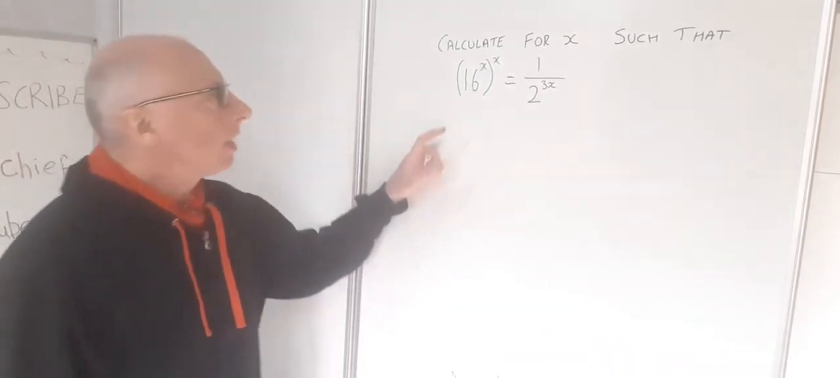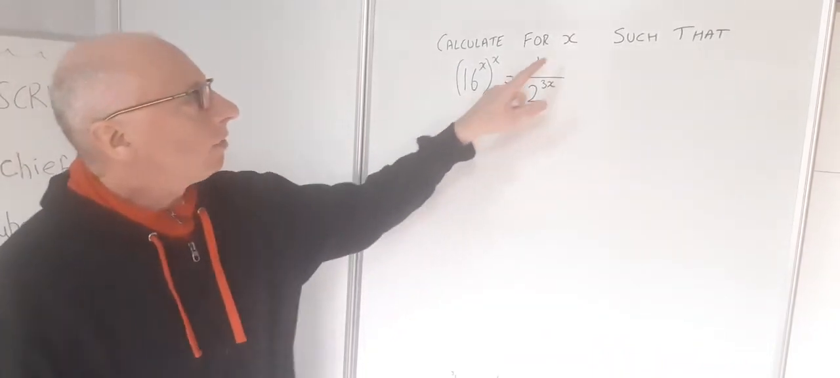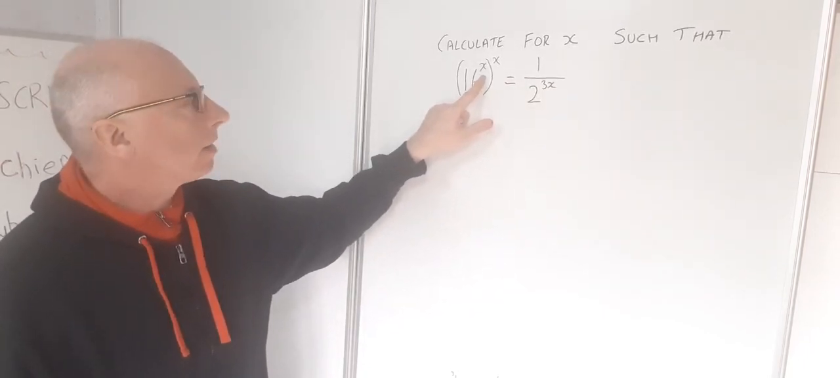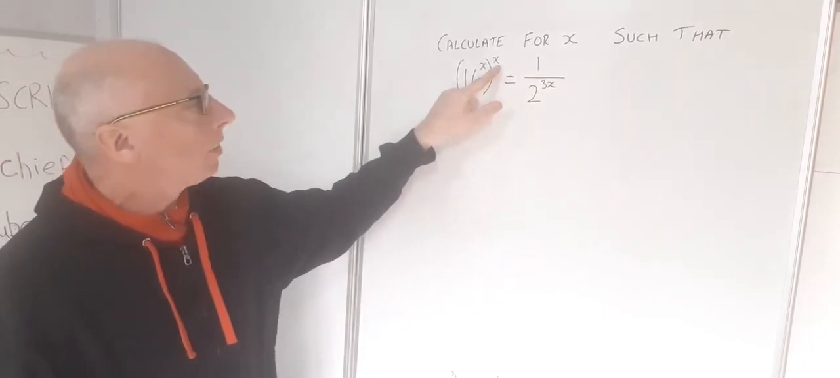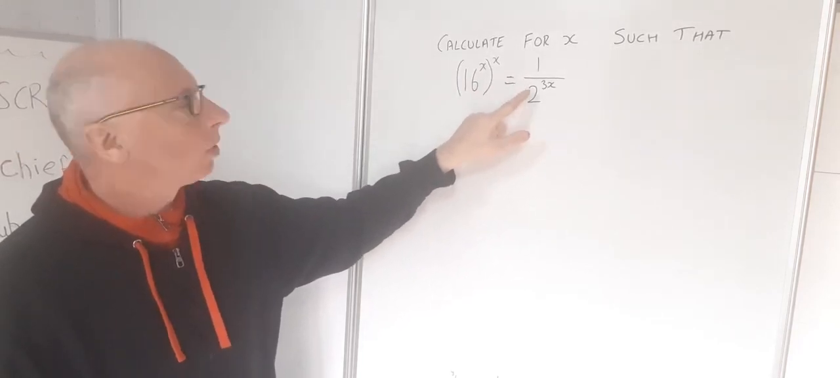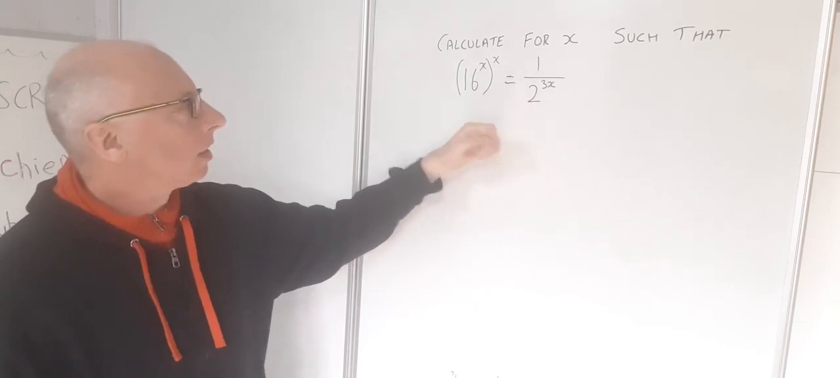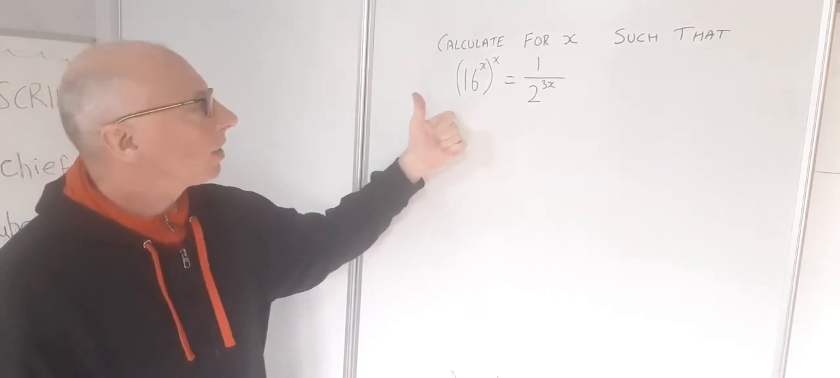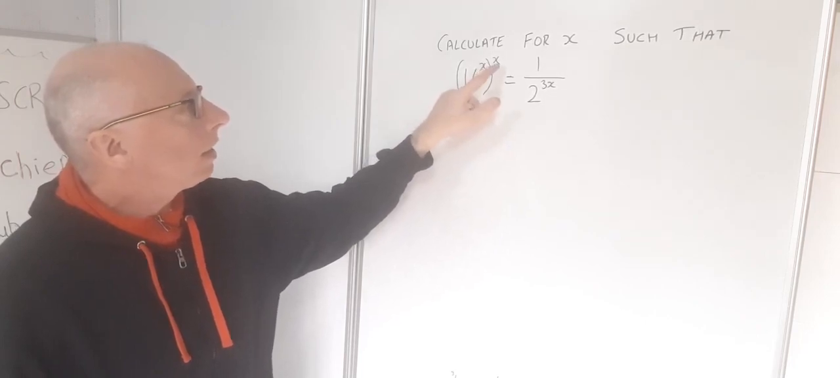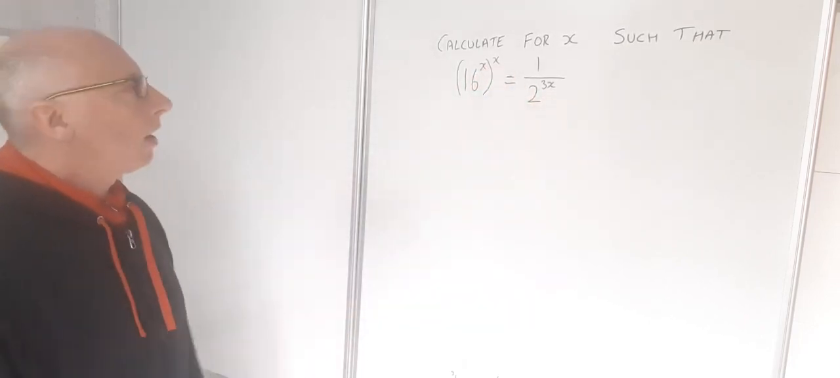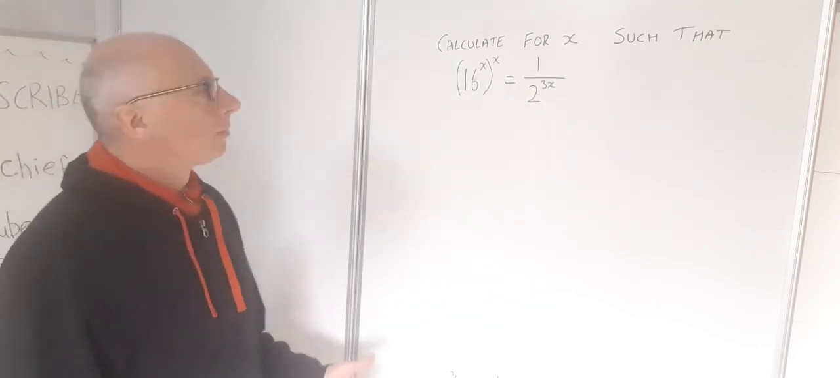So here we've got a nice indice problem. We've got to work out values of x such that 16 to the power of x, all in brackets, to the power of x equals 1 divided by 2 to the power of 3x. So we've got to get our x out of this function and associated values. Now I've got x here, an x here and an x here. So this is where our indice laws will come in.